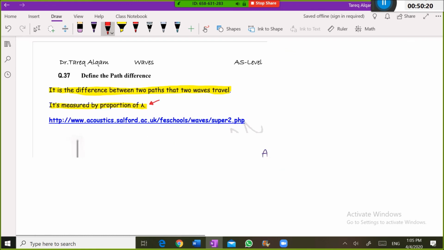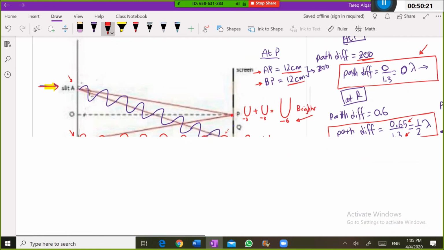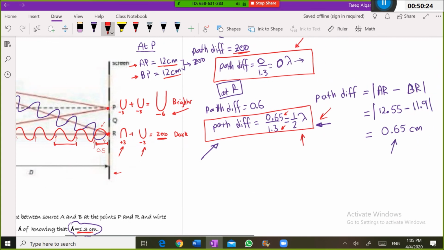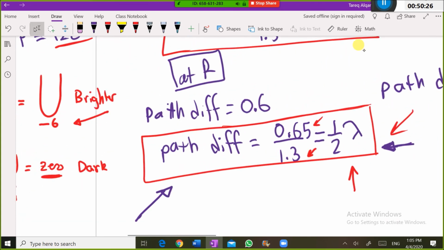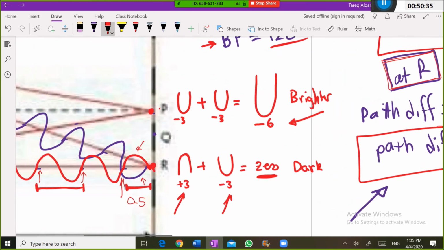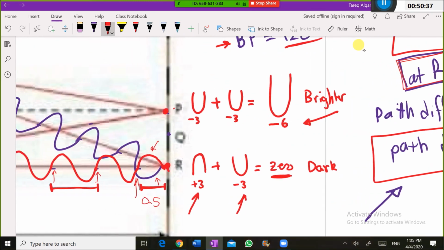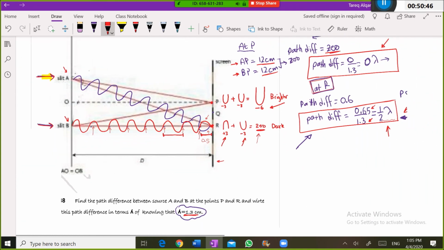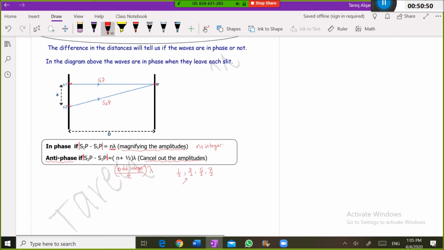Here when we calculated the path difference, it came out as half lambda at R, right? At R the path difference came out as half lambda. So they meet a crest with a trough, and this causes less amplitude. As a result of that, I have a dark region. Here at P, I have a brighter region. So later on I will give you another example about this.